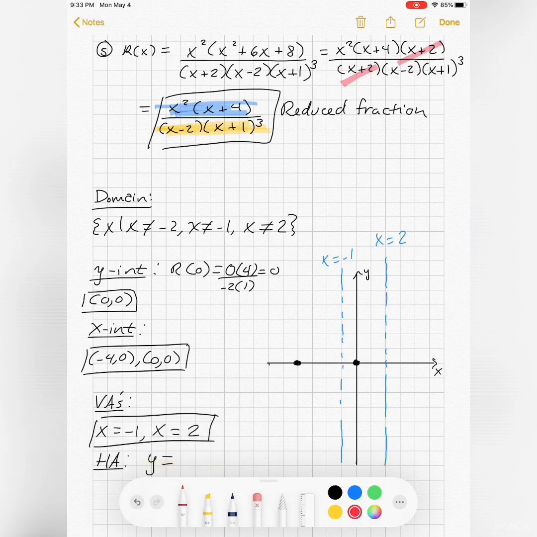Horizontal asymptote. To find it, look at the leading term. So let's see, I'd have an x cubed over an x to the 4th. So that's going to be y equals 0, right? I have a higher power in the denominator. So this is the easy case with the horizontal asymptote.